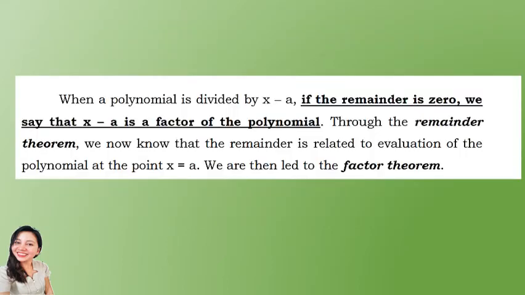And so, when a polynomial is divided by x minus a, if the remainder is 0, para sa kaganina sa example number 3, we say that x minus a is a factor of the polynomial. Through the remainder theorem, we now know that the remainder is related to the evaluation of the polynomial at the point x equals a. We are then led to the factor theorem. Pasabot ato sa akong gibasa nga English, if ang remainder ko na is 0, pasabot ana, kanang x minus a or ang ato divisor is a factor of the polynomial.